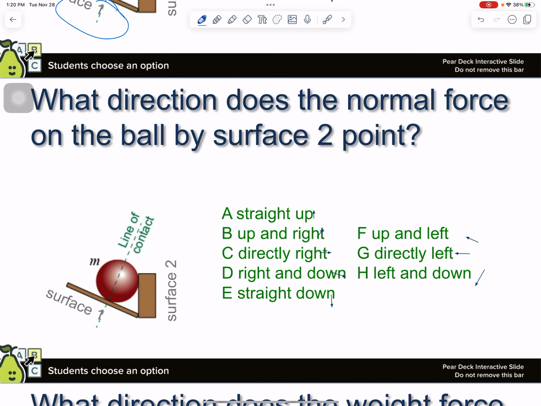What direction does the normal force on the ball by surface 2 point? So here's surface 2. Here's my point of contact.